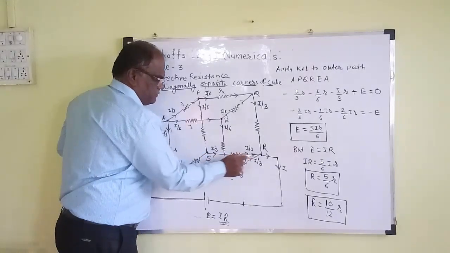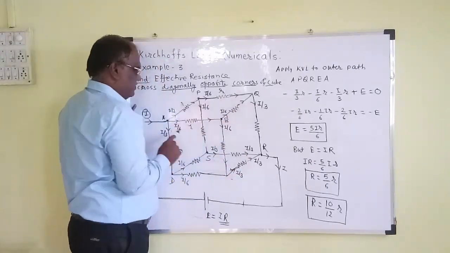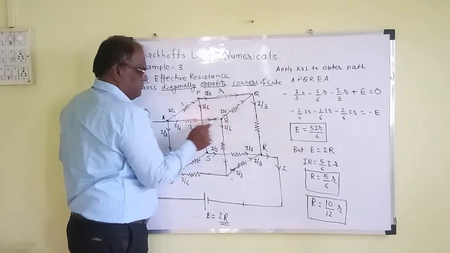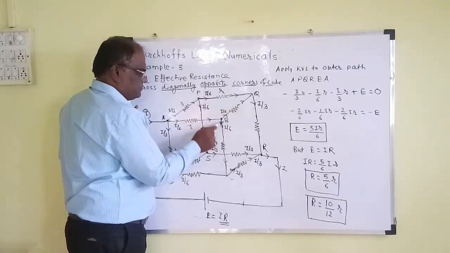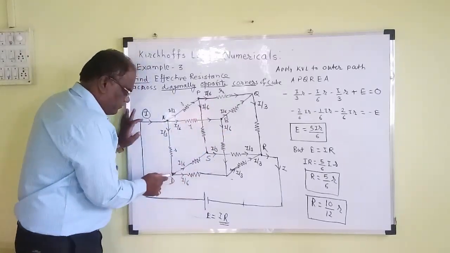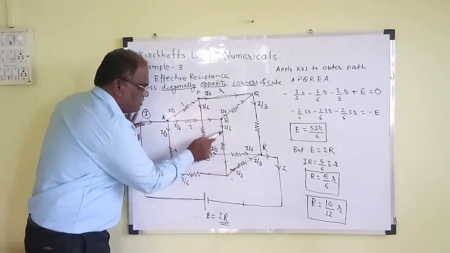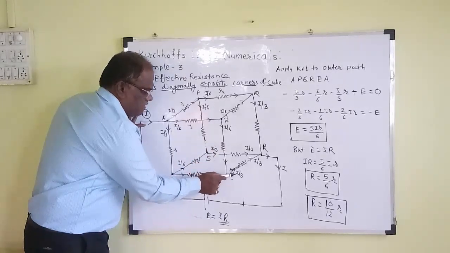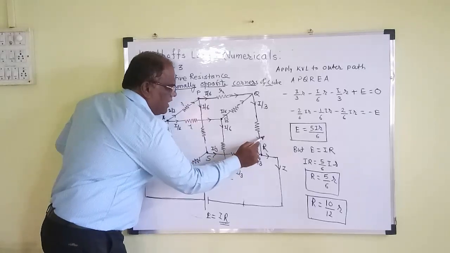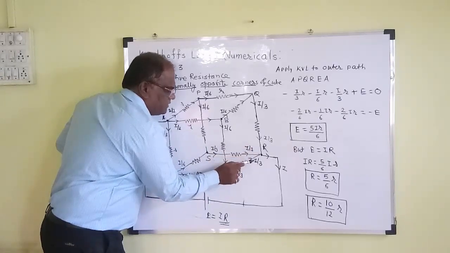Now through this branch, current I by 3 is flowing. See here, I by 3, I by 6, I by 6, I by 6, I by 6, I by 3. Here I by 6, I by 6 becomes I by 3. Thus, at the point R, the total current again becomes I by 3 plus I by 3 plus I by 3 equal to I.